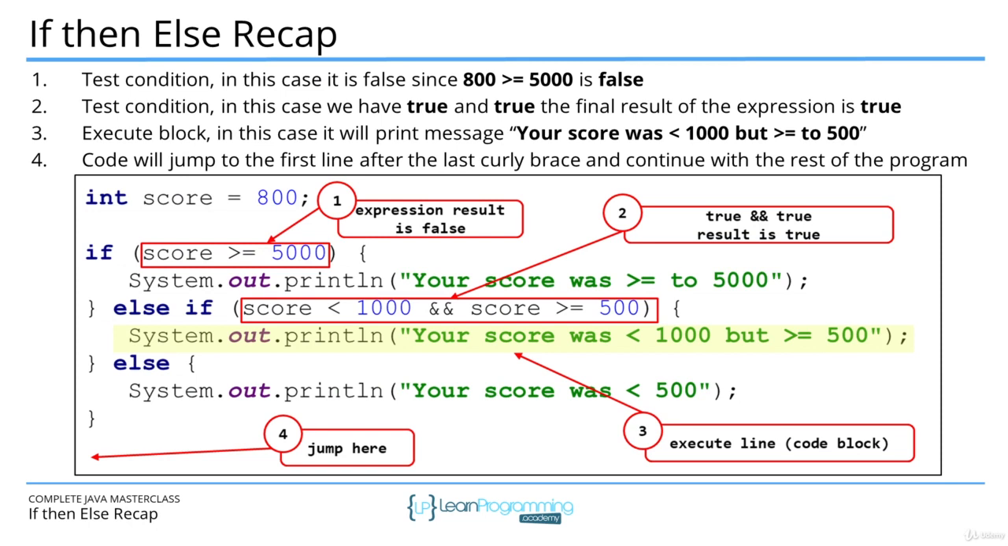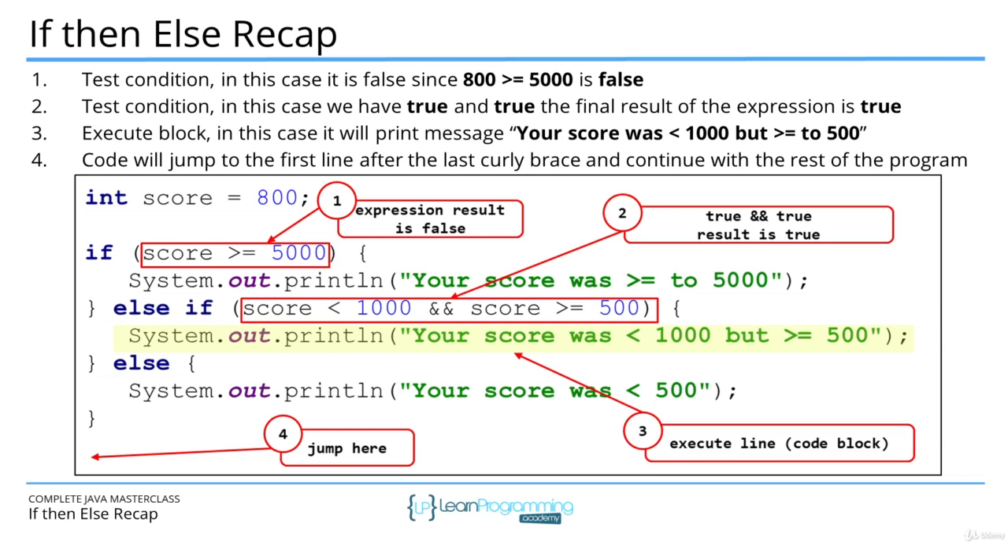Okay, so for this slide, here the score is set to 800. So in step 1, the condition will be false. This is the expression score greater than or equal to 5,000, because of course the score here isn't greater than or equal to 5,000. So in that scenario, the next condition to be evaluated will be step 2, and that will be true since score is less than 1,000 and it's greater than or equal to 500.